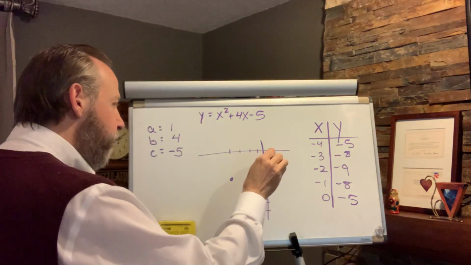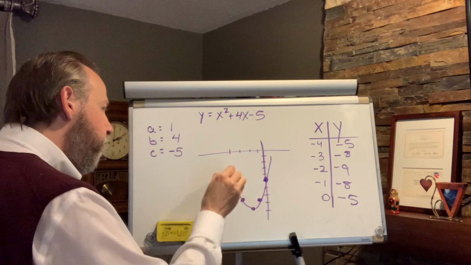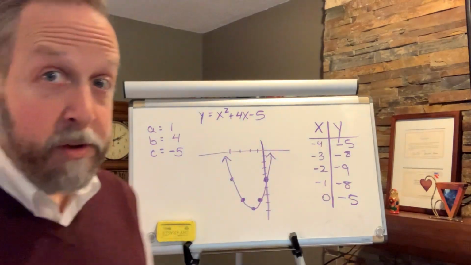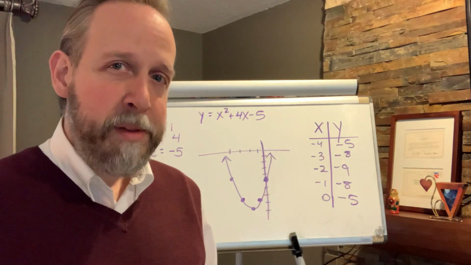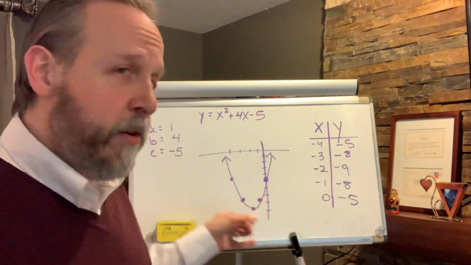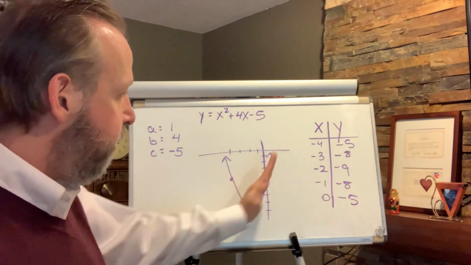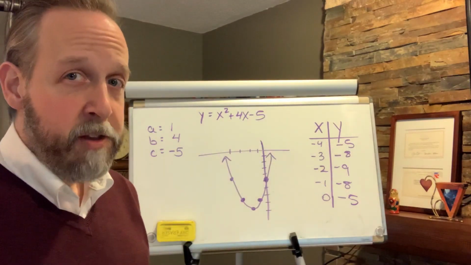And again, we just draw the curve, put arrowheads on both ends, and we're good to go. This parabola opens up, making its vertex a minimum. It's decreasing to the vertex and increasing away from the vertex.